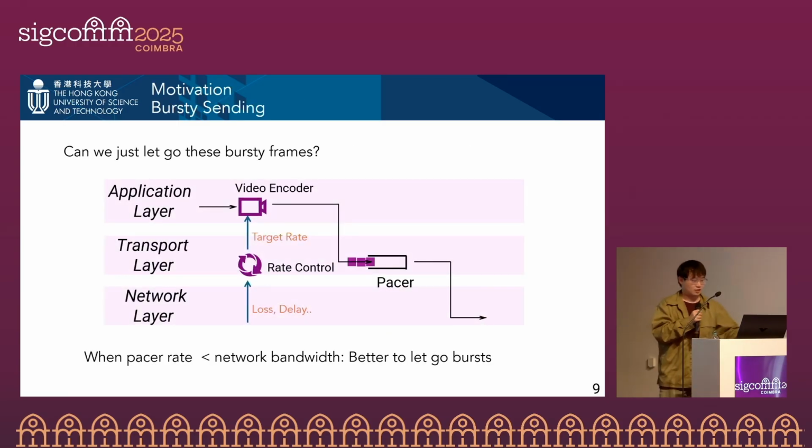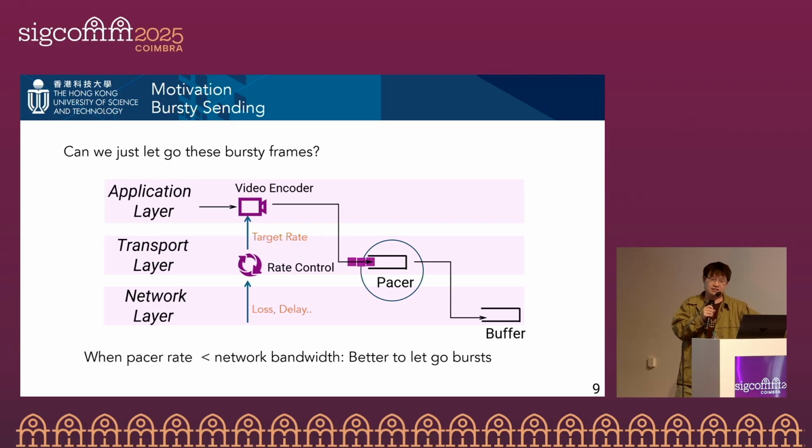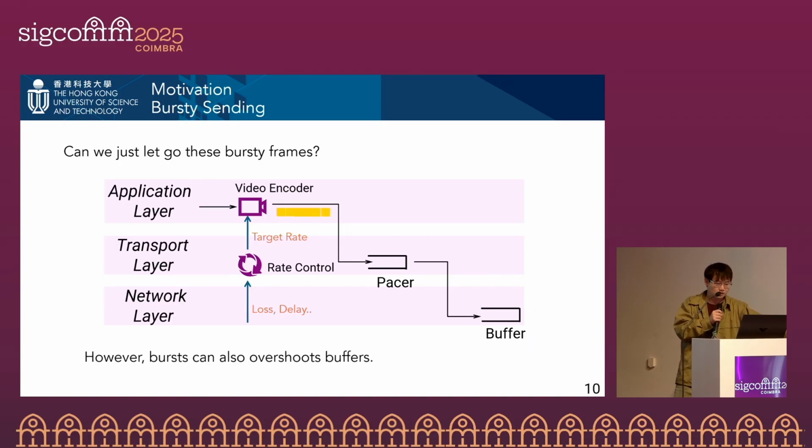And another intuitive solution to this question is, can we just let go of these bursts? Let's imagine that. If we just send it, the queue will not be formed in the transport layer, but in the network layer, the in-network buffer, right? So it will be a comparison of these two queues. If the pacing rate is less than the network bandwidth, it will be better to let go of these bursts. But the queue size in the network is very unpredictable.